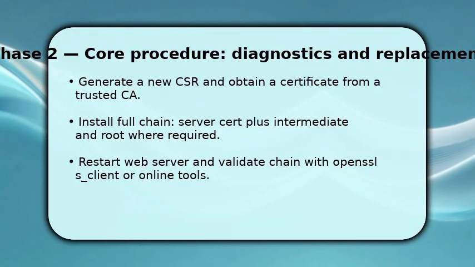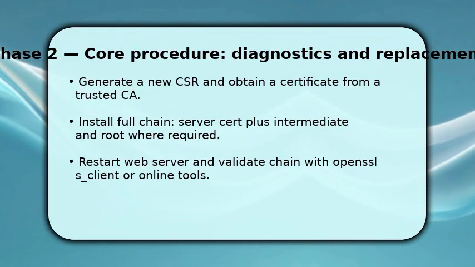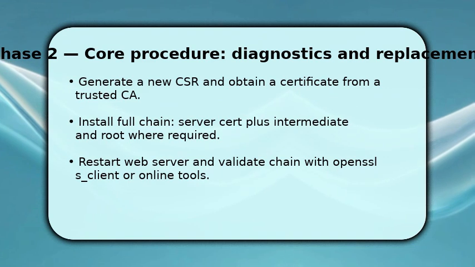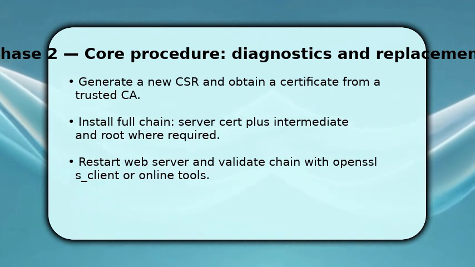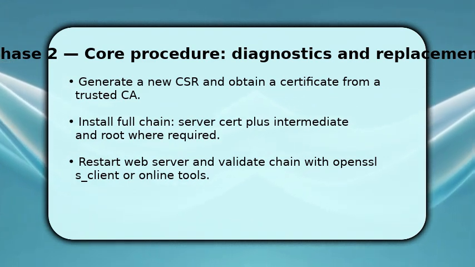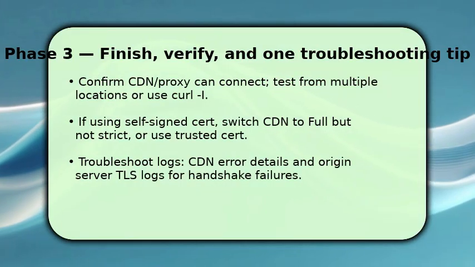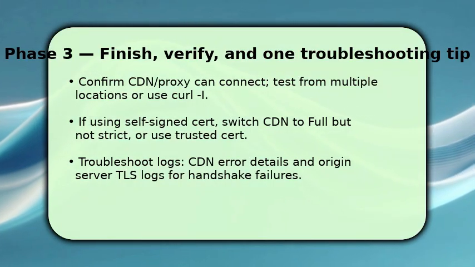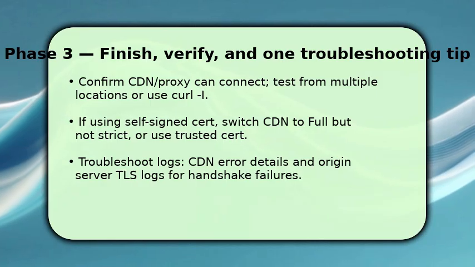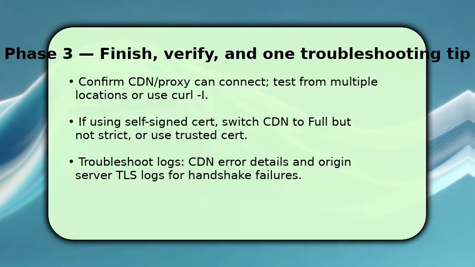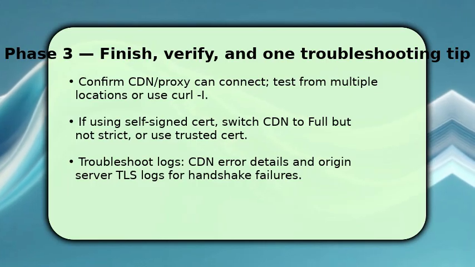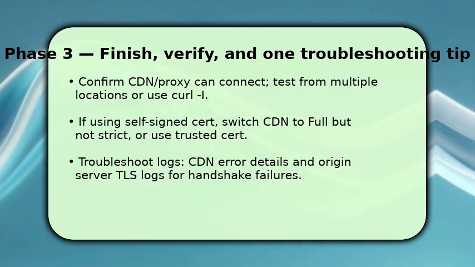Then validate the end-to-end chain with OpenSSL s_client -connect origin:443 or your diagnostic tool to confirm the origin now presents a valid chain. Once the origin serves a valid chain, make sure your CDN or proxy successfully establishes a TLS handshake. Test with curl, or remote checks, because local tests can hide network issues.